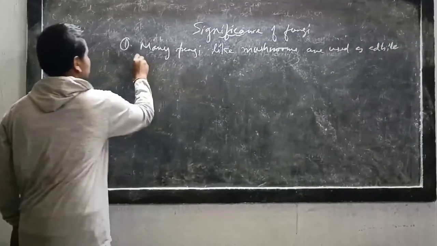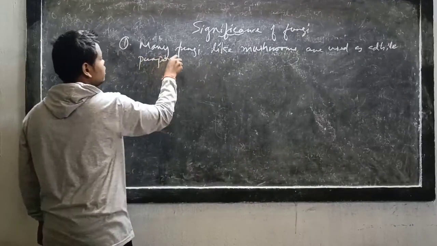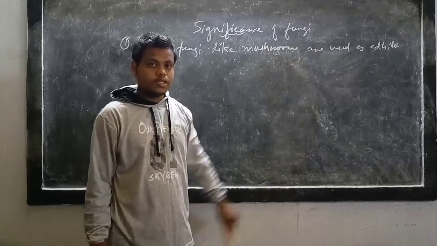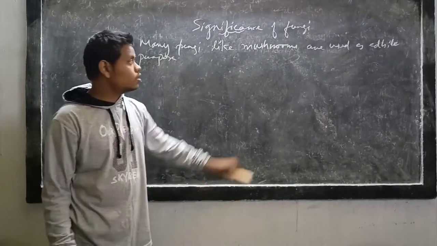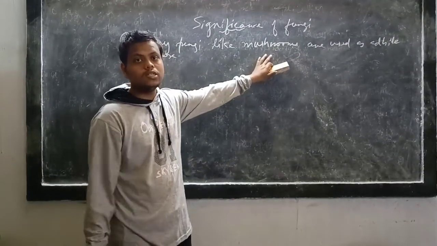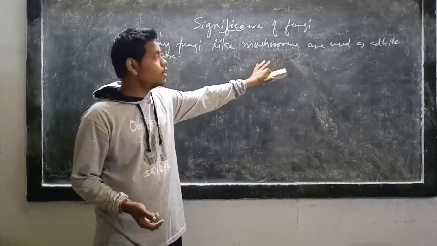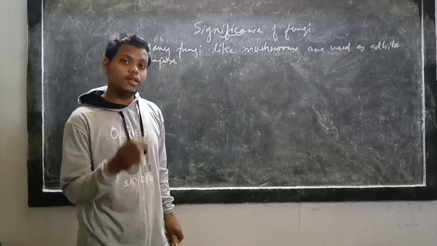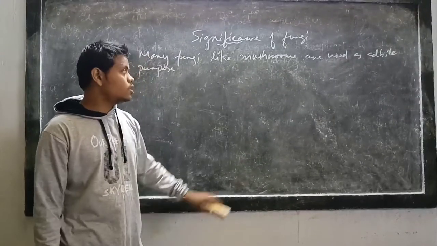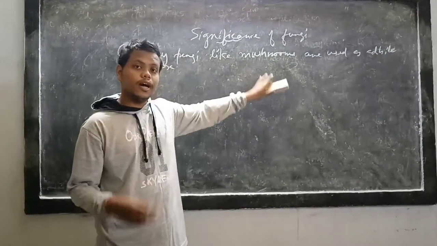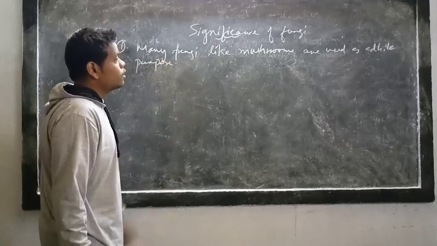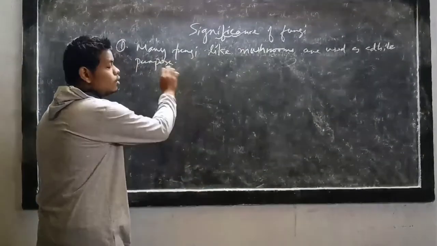Because these mushrooms contain a lot of protein. That means 21 to 30% of the mushroom's body weight consists of protein, and they have very little carbohydrate. That's why it is a very good choice for diabetic patients also. Mushrooms contain a high percentage of protein. That's why many fungi like mushrooms are used for edible purposes.